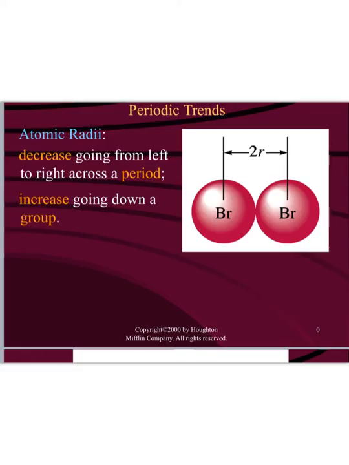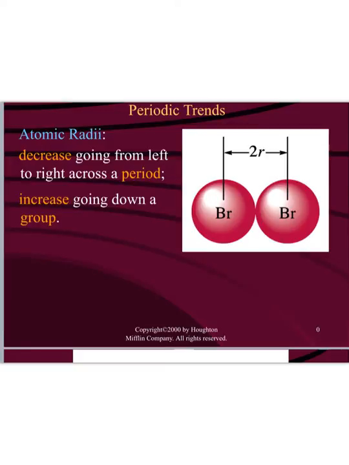All right, the last trend that we are going to talk about is size, or what we call atomic radii. Radii is plural for radius. So remember, if we have two atoms side by side, we measure the distance between the nucleus here and the nucleus there. So this is a radius and that's a radius. So we call that radii, and that's how we measure the size, from center to center.